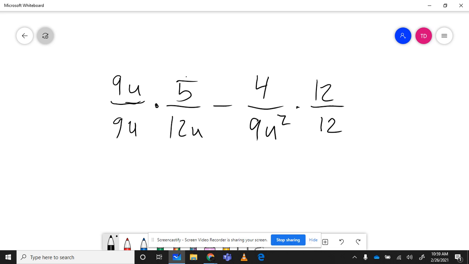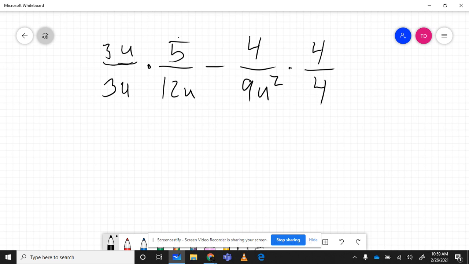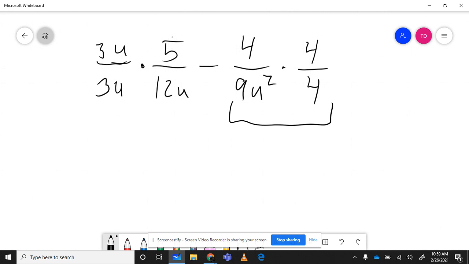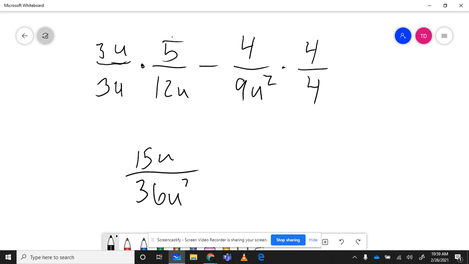Well, there's probably a faster way to do that. What about 36? What if we got to 36? So if I did 4 over 4 and 3u over 3u, I think that'll give us some smaller numbers to work with. So 9 and 4 make 36, and 3 and 12 make 36. So that should work out. Okay, so we'll have 15u over 36u squared minus 16 over 36u squared.